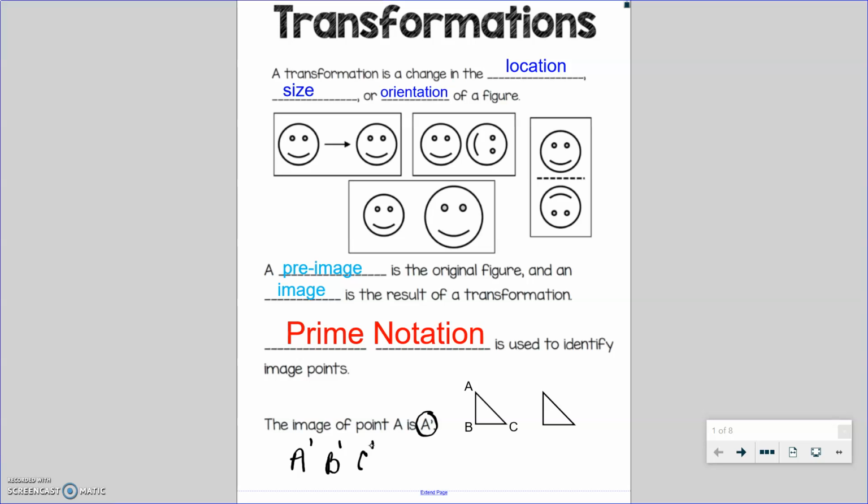So if you take a look at this triangle, we have triangle ABC, and let's say we just slid it over. So now the new image would be A prime, B prime, and C prime.